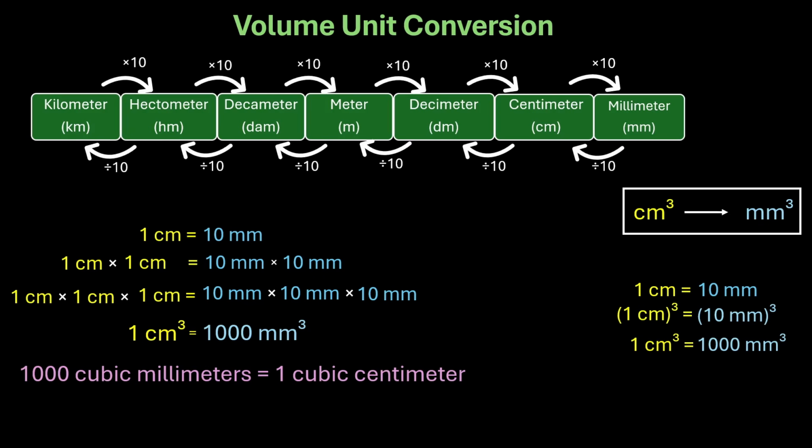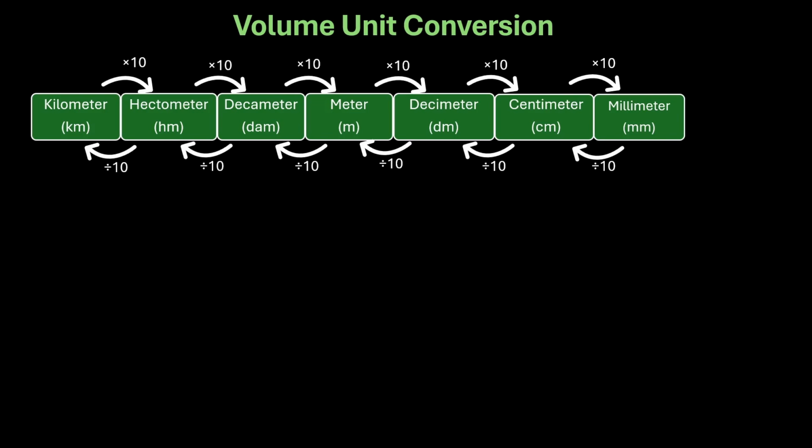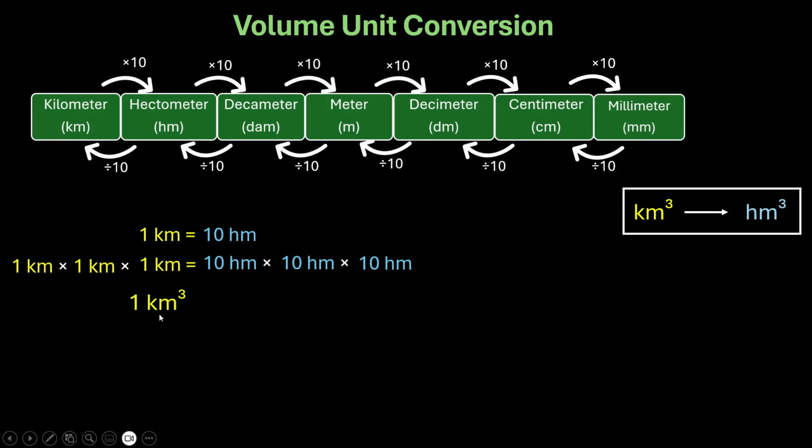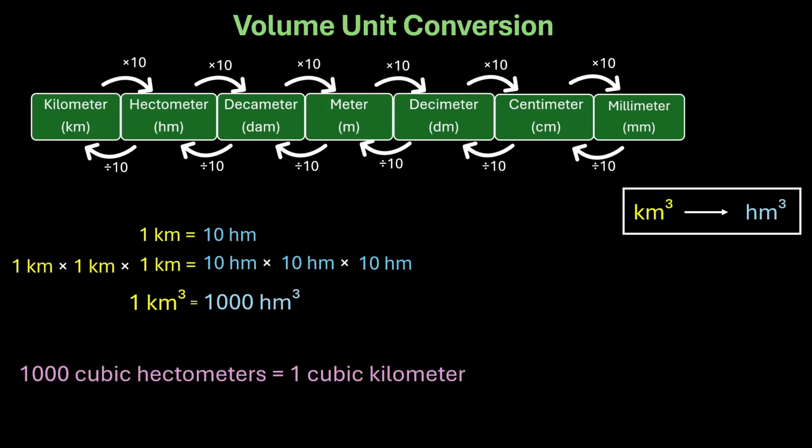Let us look at one more example. This time, let us try to convert cubic kilometer to cubic hectometer. Now, again, we know that 1 kilometer is equal to 10 hectometers. So 1 kilometer multiplied to itself 3 times would be equal to 10 into 10 into 10 hectometer. That would be 1 kilometer cube is equal to 10 into 10 into 10, which is 1000 hectometer cube. 1000 cubic hectometers is equal to 1 cubic kilometer.